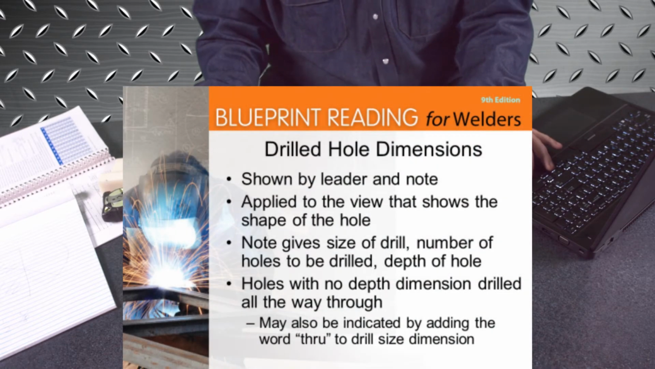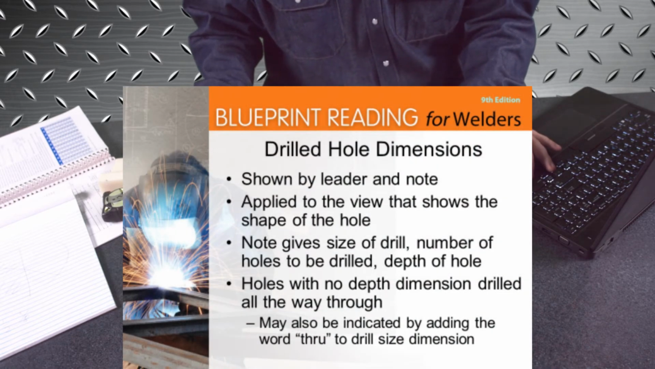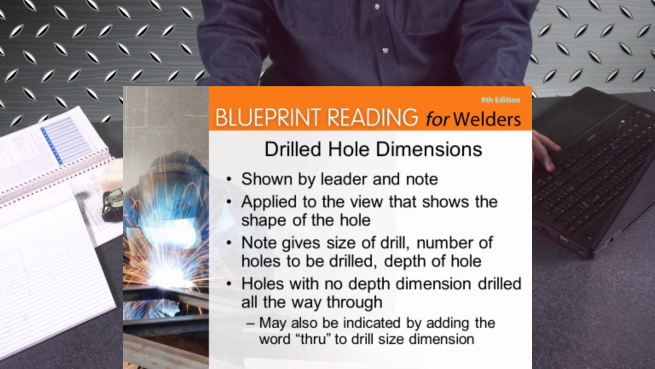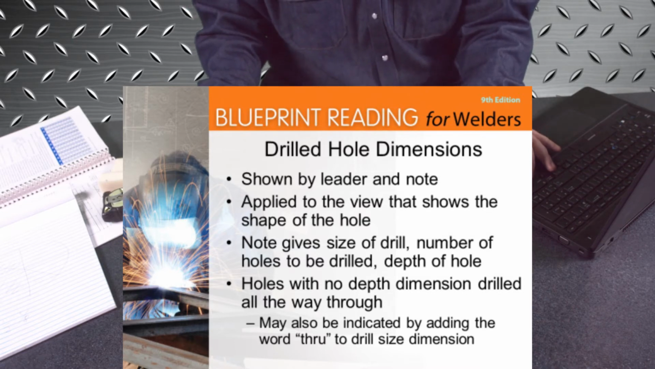Drilled holes will be shown by a leader and a note applied to the view that shows the shape of the hole. The notes give size of drill, number of holes to be drilled, or depth of drills. Holes with no depth dimensions drilled all the way through may also be indicated by adding the word through to the drill size dimension.